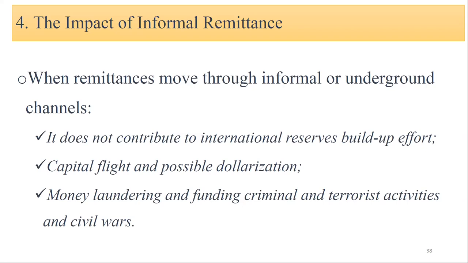The second one is capital flight and possible dollarization if there is expansion of informal remittance flow to the country. And the third one is money laundering and funding of criminal and terrorist activities, which will be made through this channel. So if there is expansion of informal remittance in Ethiopia, the negative impact could be even higher than what is listed here. Next slide, please.